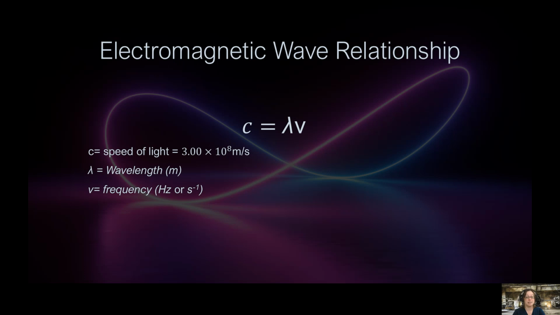It never changes in air and in a vacuum. So because we know the speed of light, we can use this equation to determine unknown wavelengths and unknown frequencies. This should be pretty familiar if you've had physics. This is something that you learned in physics.